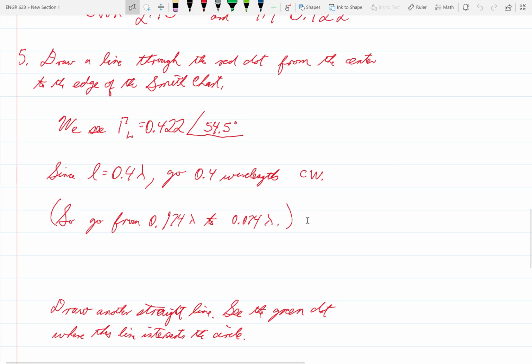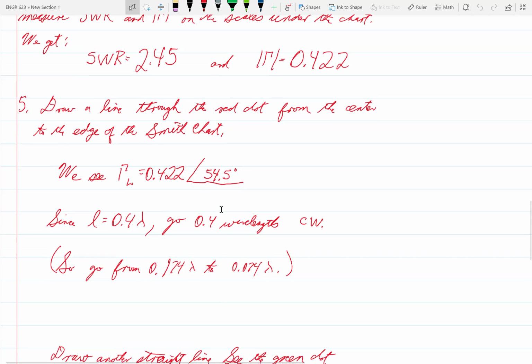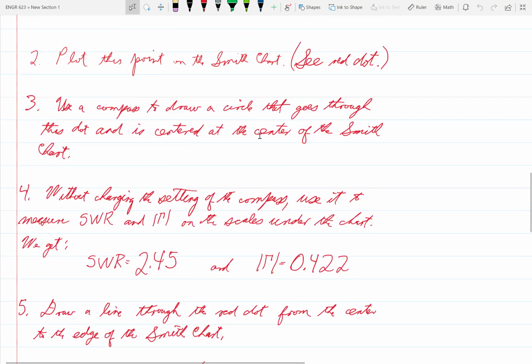Now the next step, we need to know the length of the line, which in this case is 0.4 lambda. So we go 0.4 wavelengths, and we're going toward the generator. So we go in the clockwise direction on the Smith chart. And so let's see what will happen there.